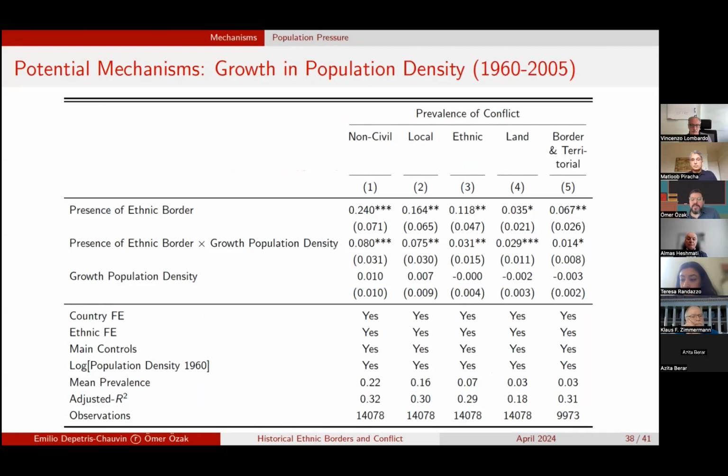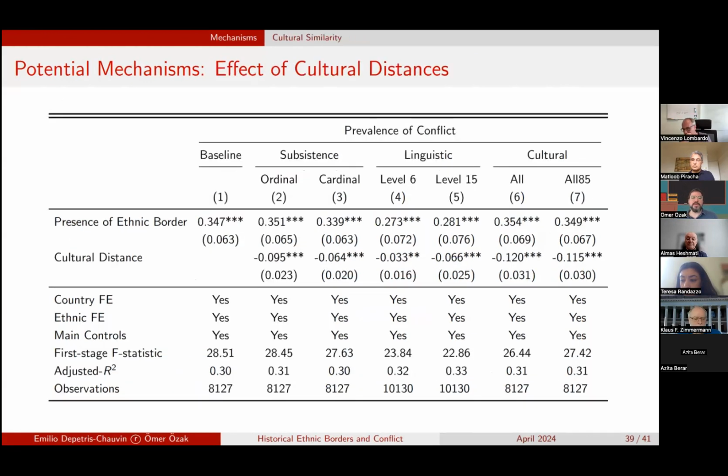Then we present some evidence about population pressure. Here we're looking at whether the increase in population between 1960 and 2005 has an additional impact on the effect of the border. And what we find basically is that across all kinds of conflicts, borders that have become more populous have more conflict, right? Again, suggesting that it is about this competition for resources.